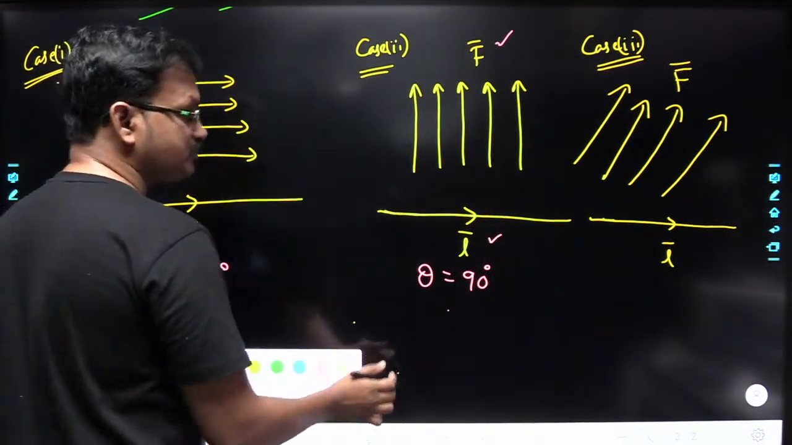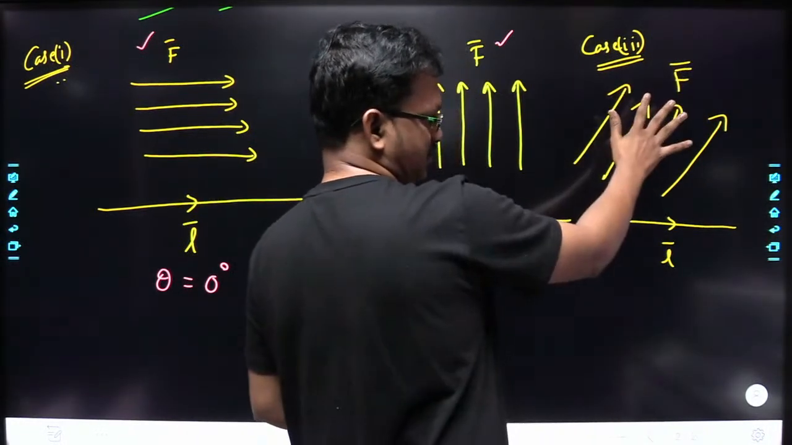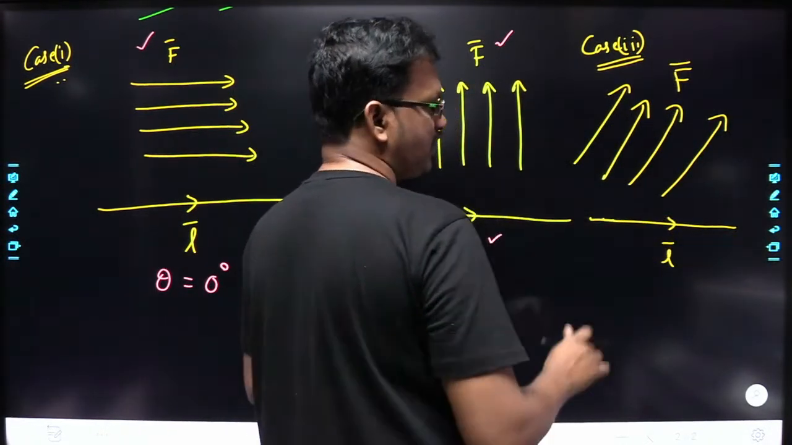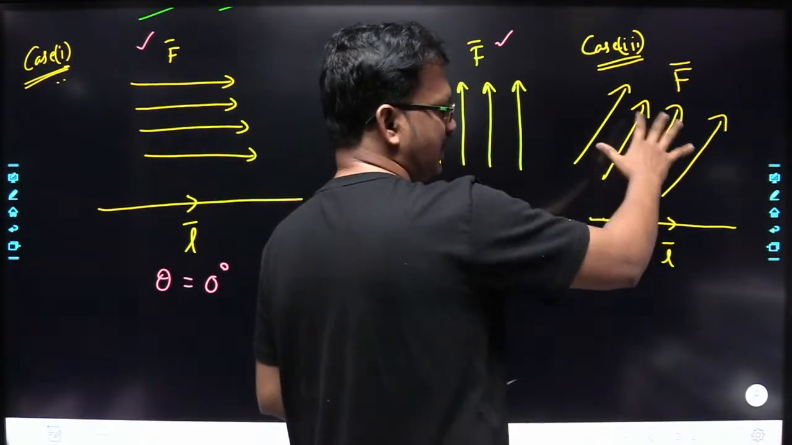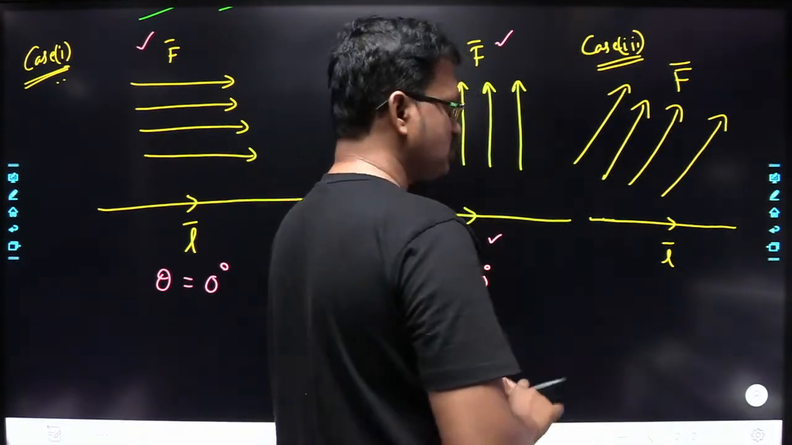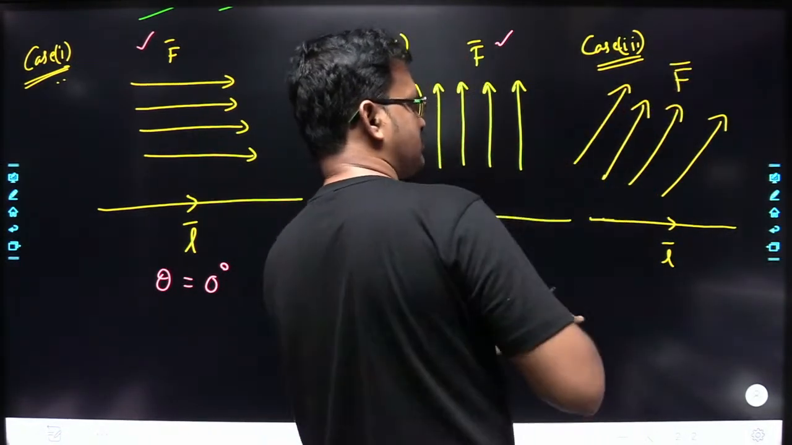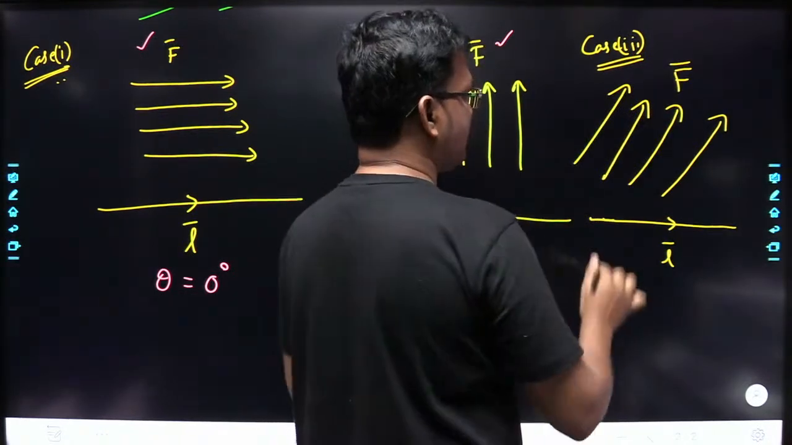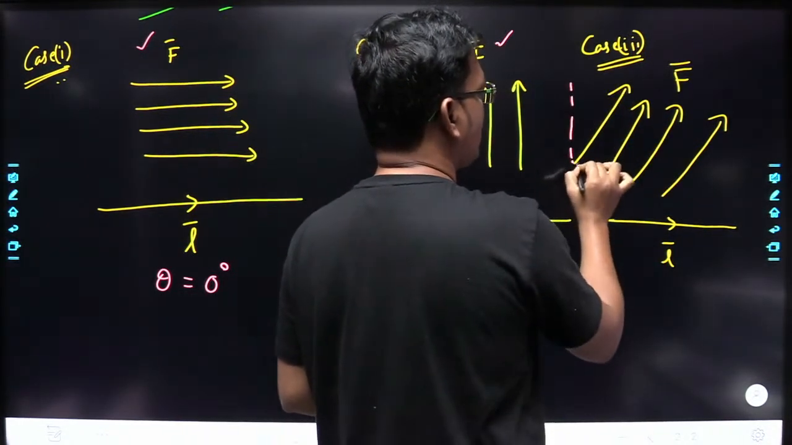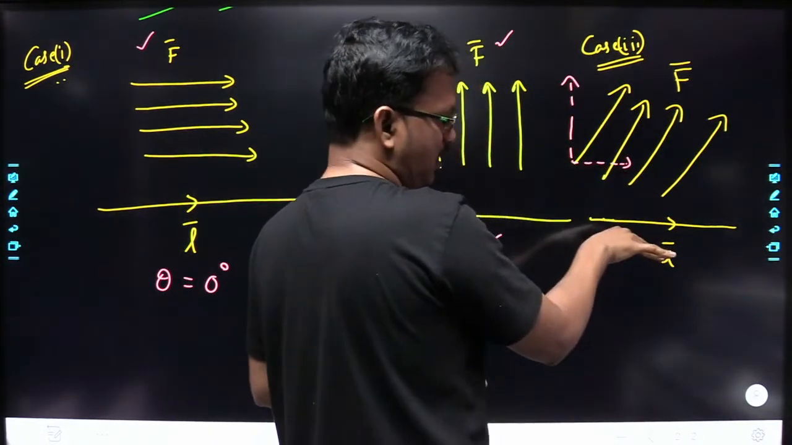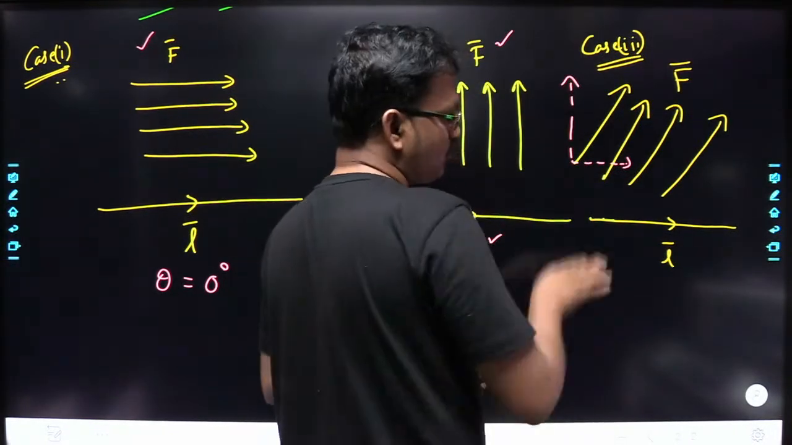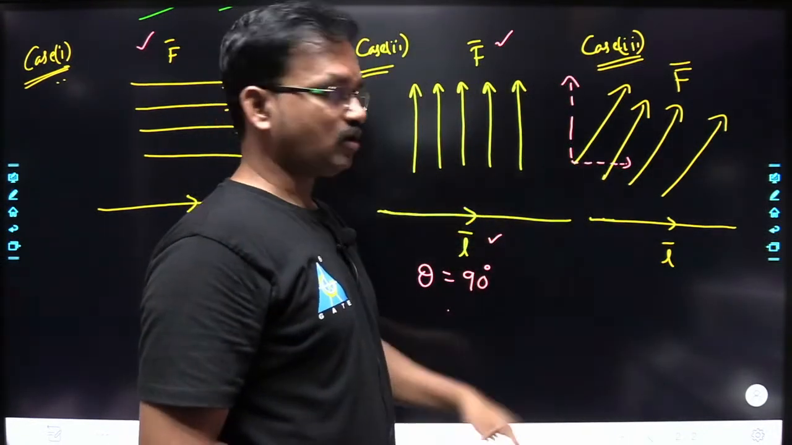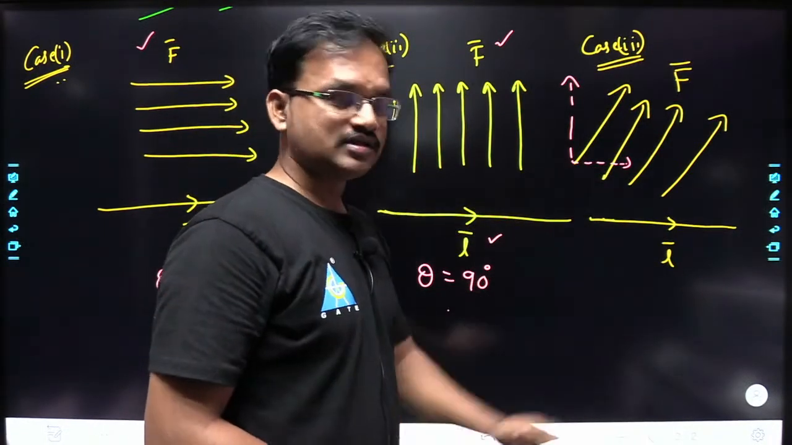If you observe the third case, the vector field is pointing like this, and L bar is pointing in this direction. Now if I ask how much of the vector field is aligned along the given line, this F bar is neither parallel to L bar nor perpendicular to L bar, so I can resolve this vector field into two components. One is parallel to L bar and the other is perpendicular to L bar. In this case only a part of the field is aligned along this length.